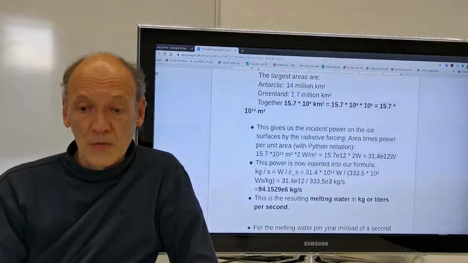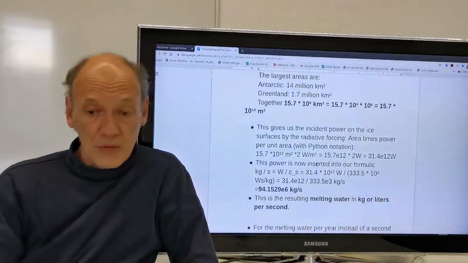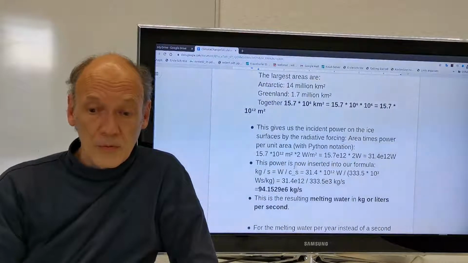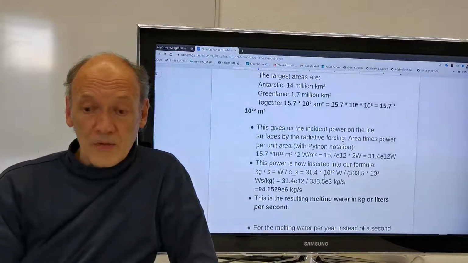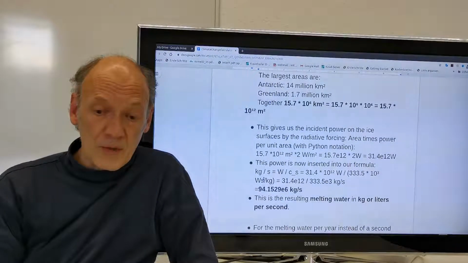So now we can insert this power into our formula that we just derived, and we get the kilograms per second. So here we just need to plug in the watts, 31 times 10 to the 12 watts, divided by the latent heat, 333 kilowatt seconds per kilogram.